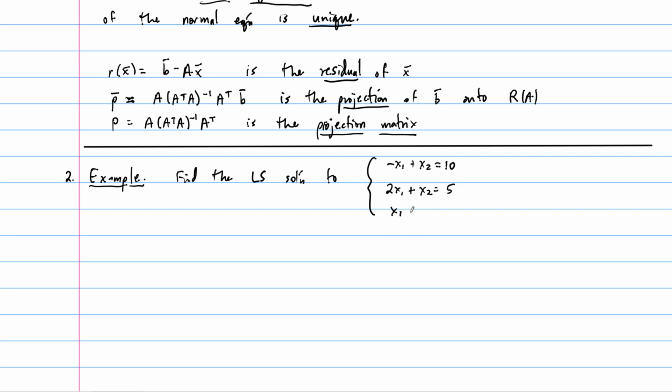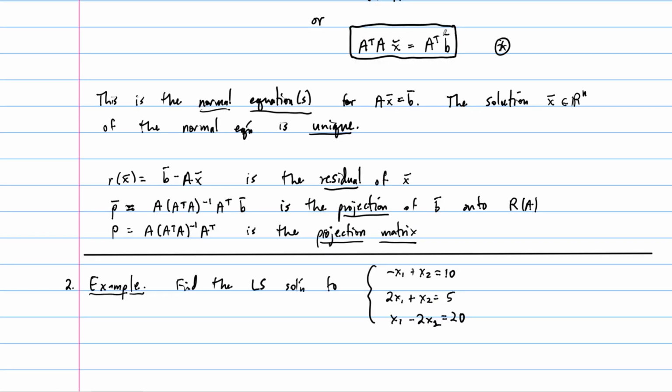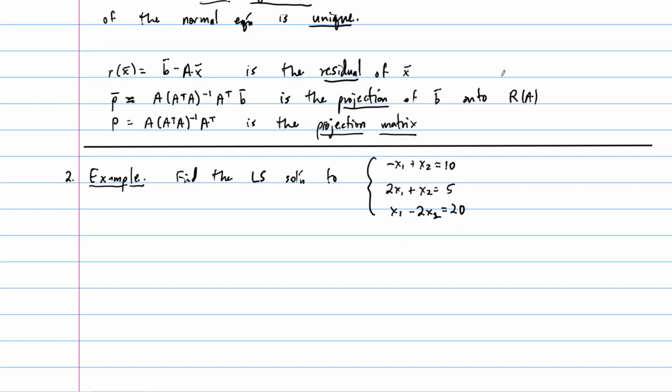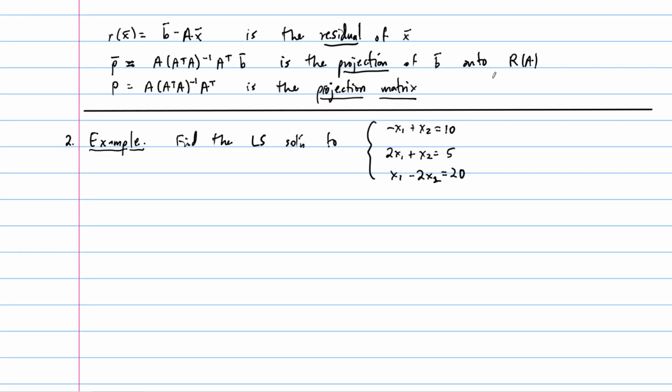So the third equation here is x1 minus 2x2 equals 20. The second equation was 2x1 plus x2 equals 5. Here are your three equations, two unknowns. What I'd like you to do is take a moment, write the system out in matrix form, find A transpose, and turn this into its normal equations. Once you have the normal equations, try to solve them to get x. Take a moment to work on this one, and when you come back, we'll do it together.